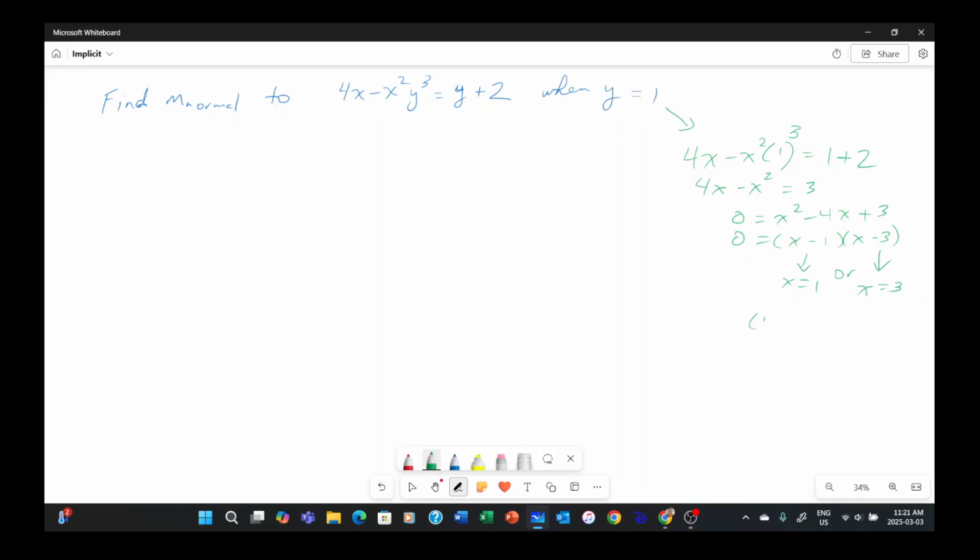In other words, there's 2 points. There's a point (1, 1), and there's also a point (3, 1). So there's actually 2 tangents on the curve when y equals 1. Think about whether or not that means this is a function. Think about the picture if you want. Okay, next step is do the derivative.